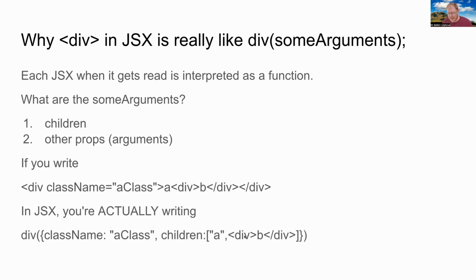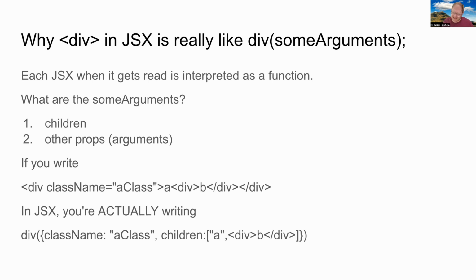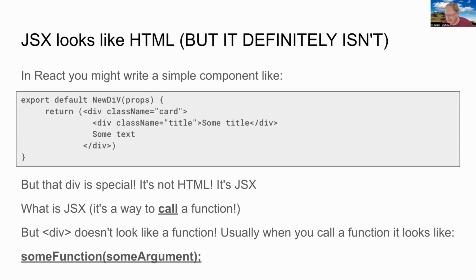Remember, this would be a call to a function div with no className, but children with an array that has one element that's just the string B. So this is the way that this gets interpreted by JSX. So you might say, that looks like HTML. It's kind of complicated if you think about it. But once you get used to it, it's basically just as easy as writing HTML.